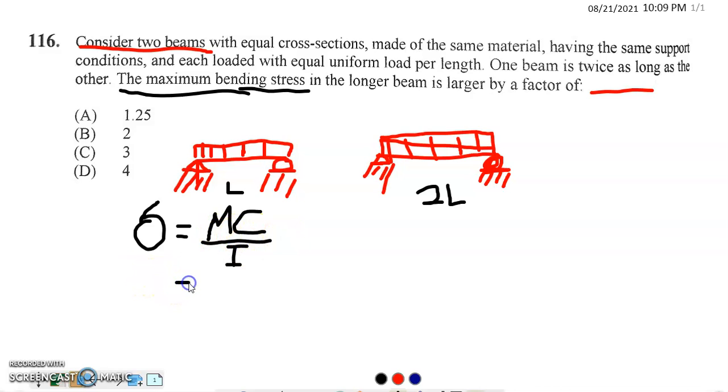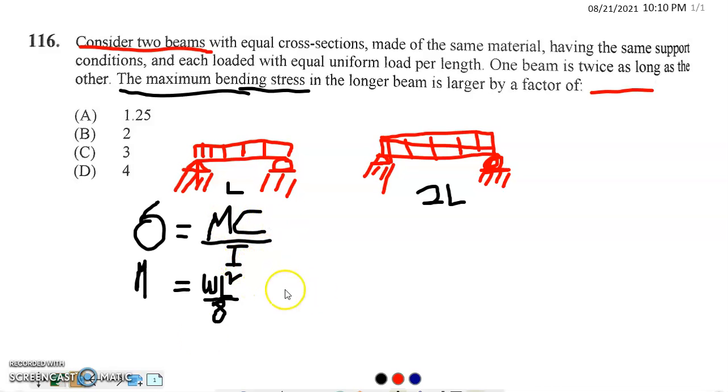So what is moment for a uniform distributed load? M for uniform distributed load is W L squared over 8. And you don't have to remember that equation too. It's at the back of your book, in the appendix of the SAM book. You can look it up. But if you know it off the top of your head, it's going to save you time on the exam. So now plug this equation back into M over there.